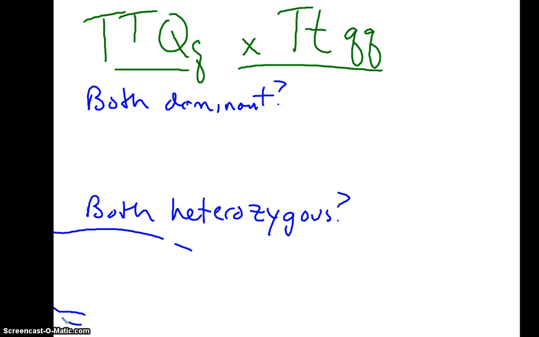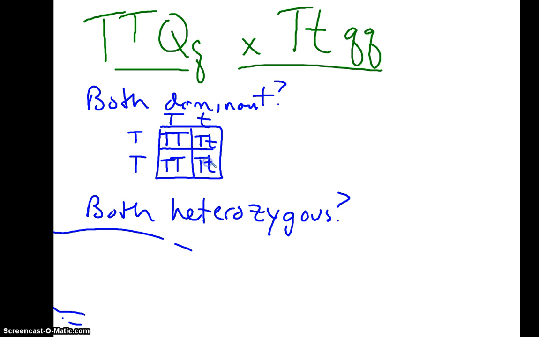Well, let's do our Punnett square for T. One parent is big T, big T. One parent is big T, little t. So we fill in our Punnett square quickly. And for the T gene, what's the chance that the offspring are going to be dominant? Well, if we look at this, it's going to be 100%. All of them are going to be dominant for T.